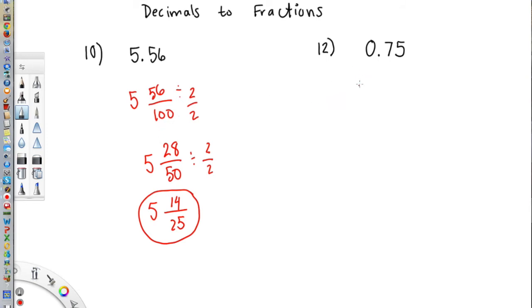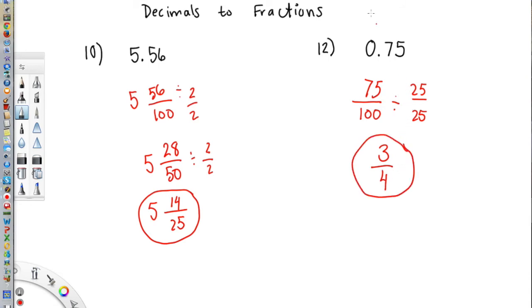The same is true with number 12. Just read it properly. This is 75 what? Hundredths. There we go. 75 hundredths. It's that simple. Now, I see 75 and 100. I think 75 cents and a dollar. I know that I can divide both of these by 25 because I'm just thinking quarters here. 75 divided by 25 is 3, and 100 divided by 25 is 4. My answer in reduced form is 3/4.